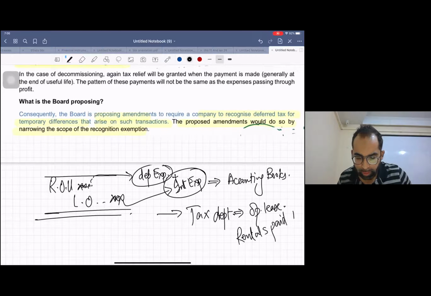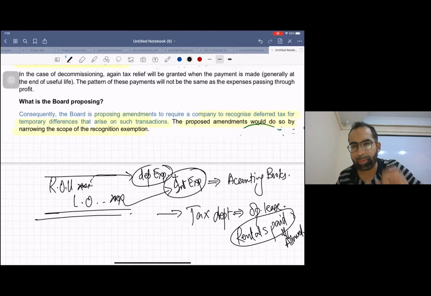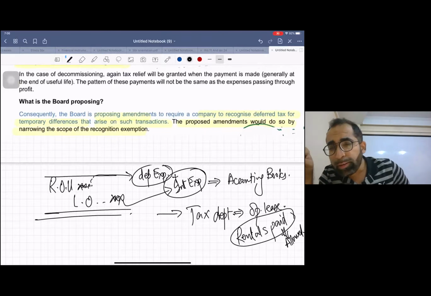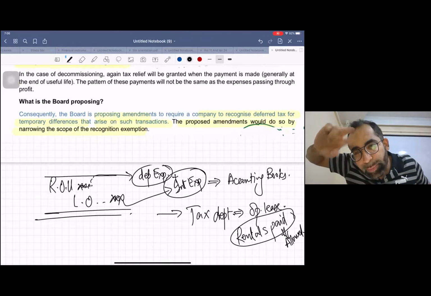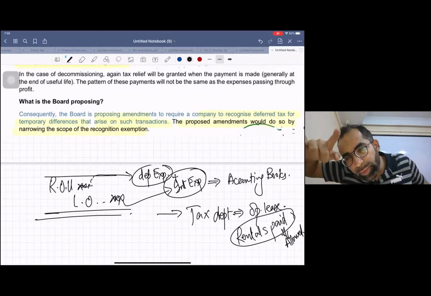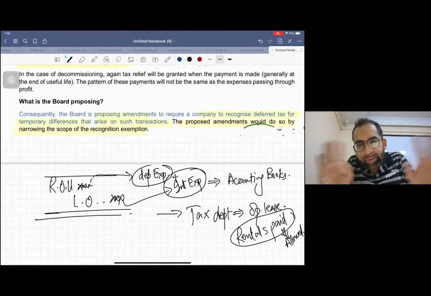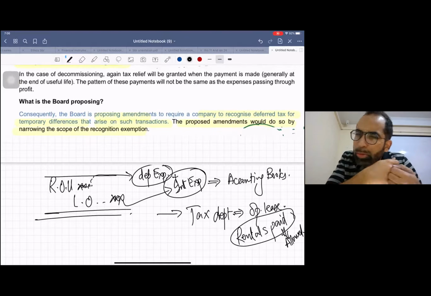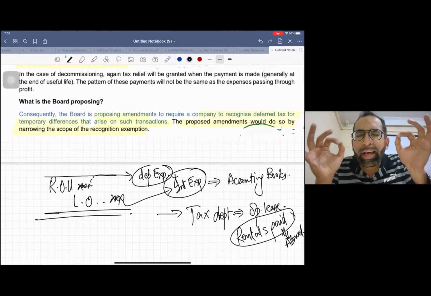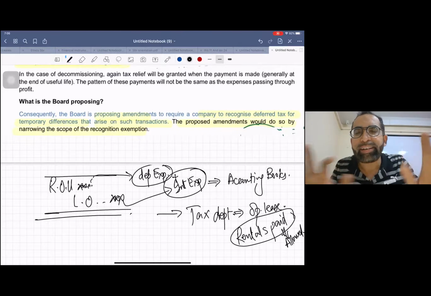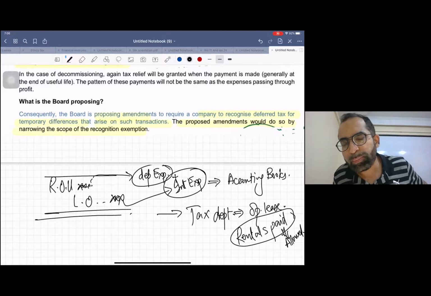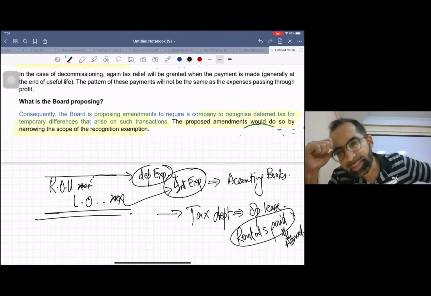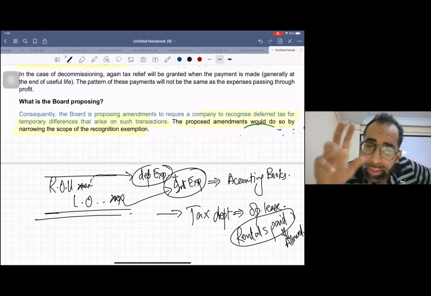So now use your brain. Rentals paid are allowed. Use your common sense. In the accounting world, we are booking depreciation expense plus interest. But when we go to the tax department, they say we don't allow any depreciation or interest. But yes, we'll allow you whenever you pay the rentals. We will allow you complete rentals. So my dear students, just think over it. There is a temporary difference because in the accounting books, the amount is different.